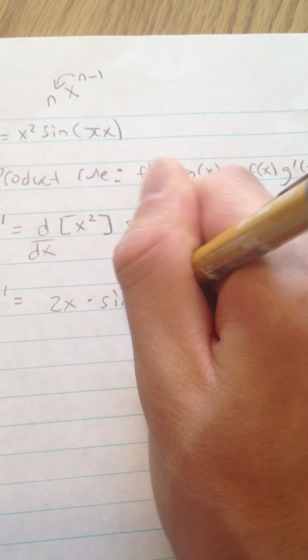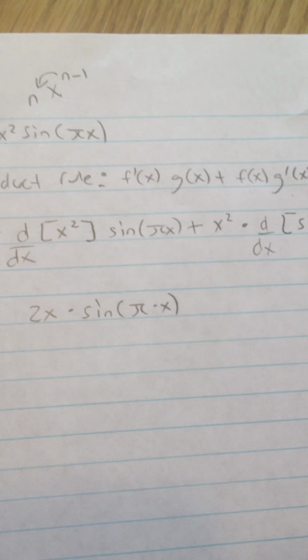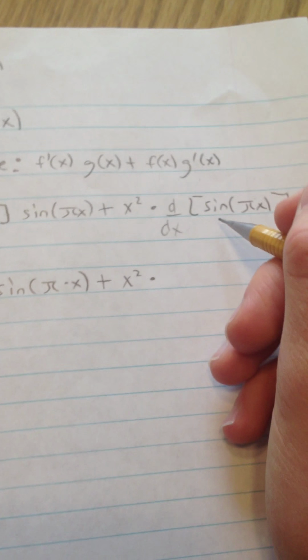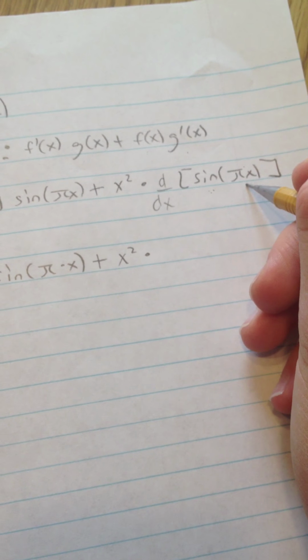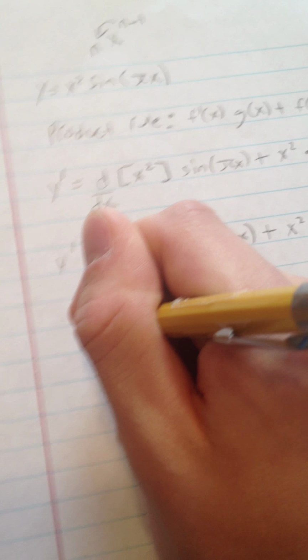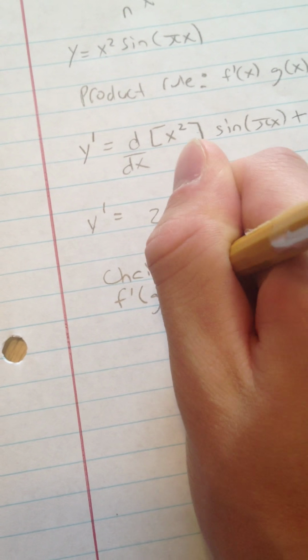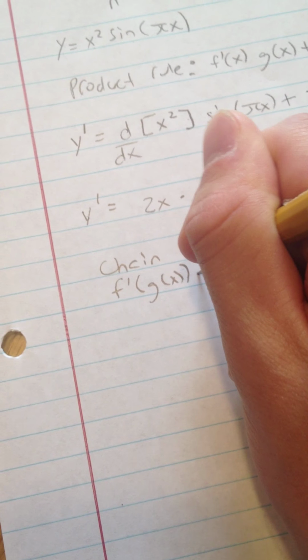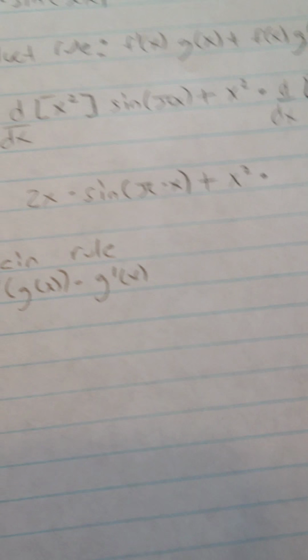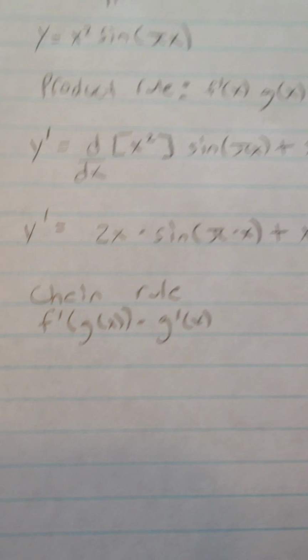times sine of pi times x, and we're adding that to x squared multiplied by the derivative of sine of pi times x. And to do this problem you need to use the chain rule. Chain rule, which is derivative of the outside to the inside multiplied by derivative of the inside. So in this case our outside is sine and our inside is pi times x.